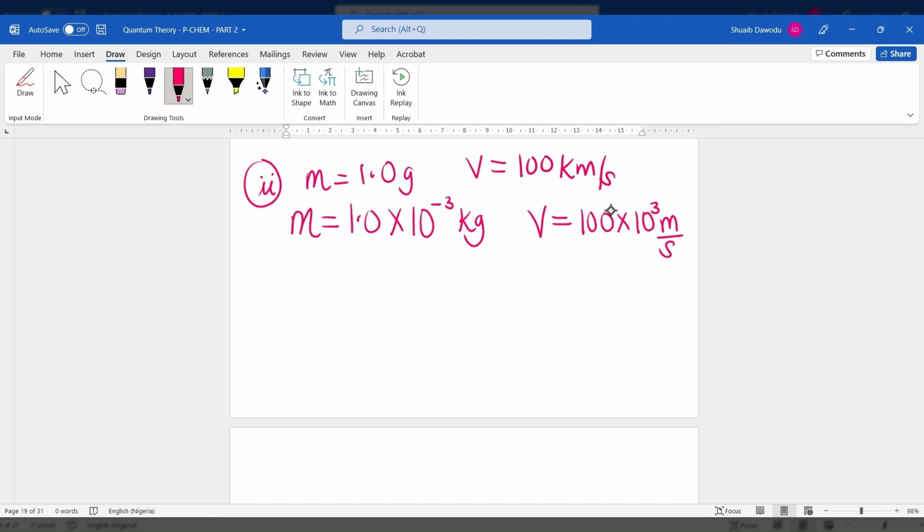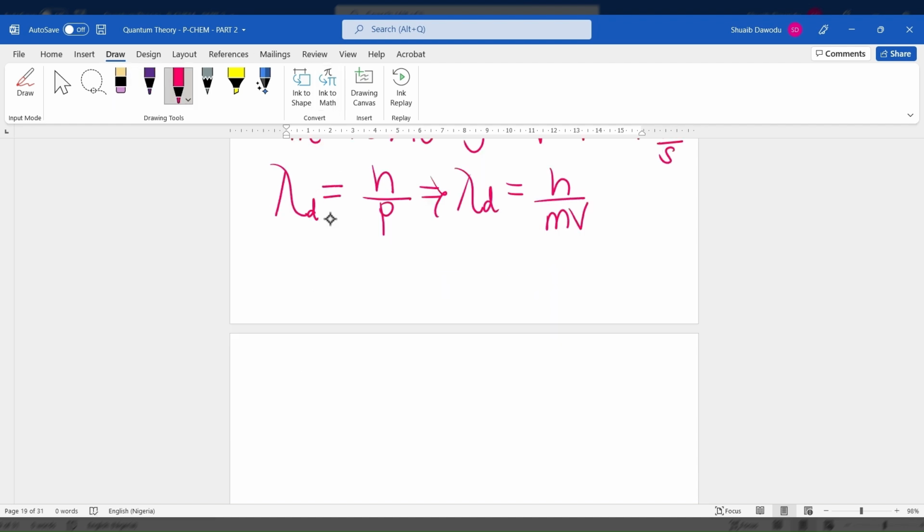So that is what we've done here. We went from grams to kilograms and from kilometers per second to meters per second. And then remember, we have our formula for the de Broglie wavelength: lambda sub d is equal to h divided by p, which is the same thing as h divided by mass times velocity. And we know our value for h: h is 6.626 times 10 raised to the power of negative 34 joule seconds.